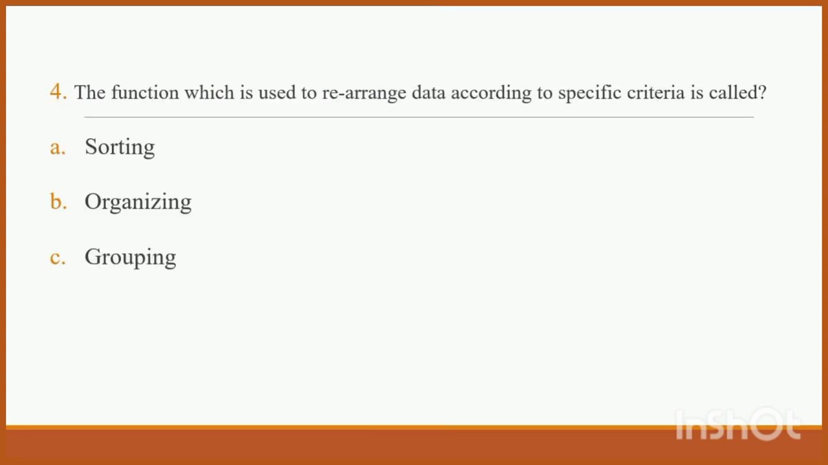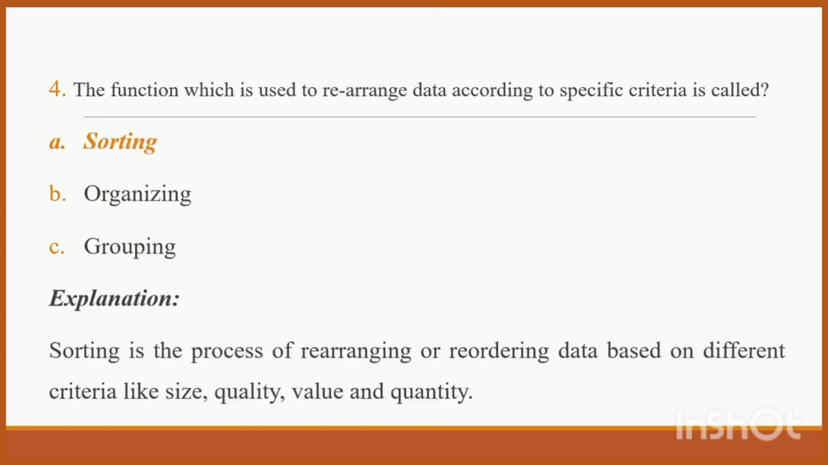Question 4. The function which is used to rearrange data according to specific criteria is called: option A, sorting; option B, organizing; option C, grouping. Sorting function is used to rearrange data according to specific criteria. Right answer A, sorting. Explanation: sorting is the process of rearranging or reordering data based on different criteria like size, quality, value and quantity of the data.